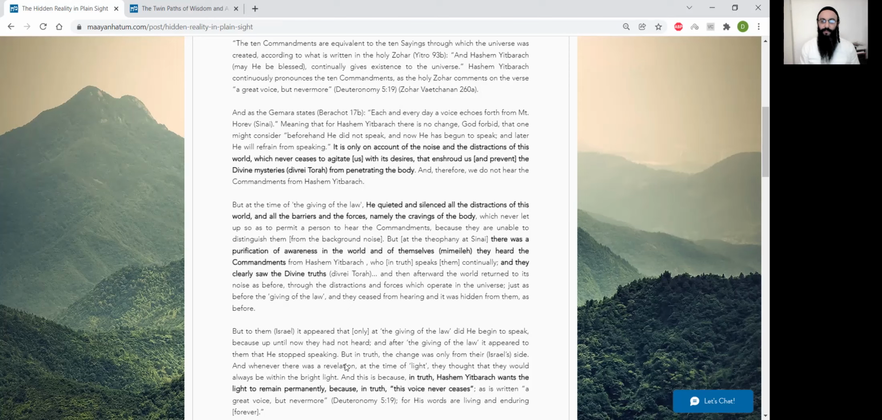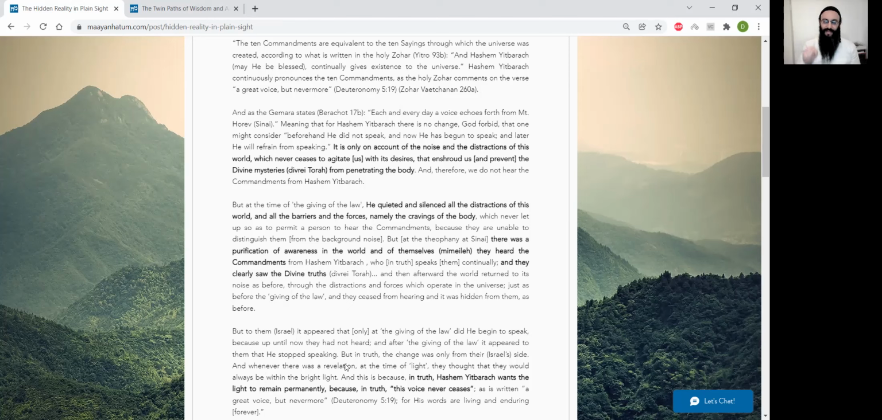At the time of Matan Torah, there was a hizdakechut, a purification, a refinement, a polishing of awareness, of da'at. Again, we see da'at here, this idea of belief that da'at is that same covenant, the same brit between the speech and the silence. There was a purification of that awareness in the world.